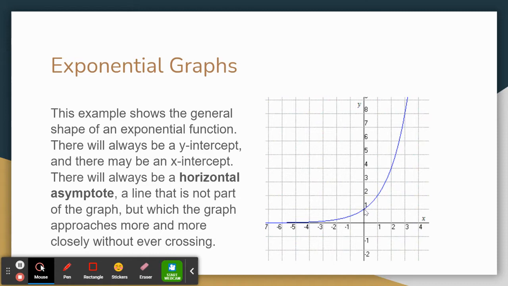This graph does not have an x-intercept, but like I stated before, there will always be a horizontal asymptote. An asymptote is just a line that is not part of the graph, but your graph will get close but not touch or cross. A horizontal asymptote for this graph is y is equal to 0. It is the x-axis. Notice it gets very close to this line, but it's not going to touch.